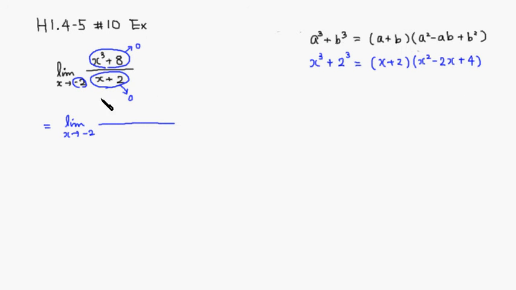So we can write it as quantity x plus 2 times quantity x squared minus 2x plus 4, all over x plus 2. Right? If you don't remember this formula, then you can actually do a long division.